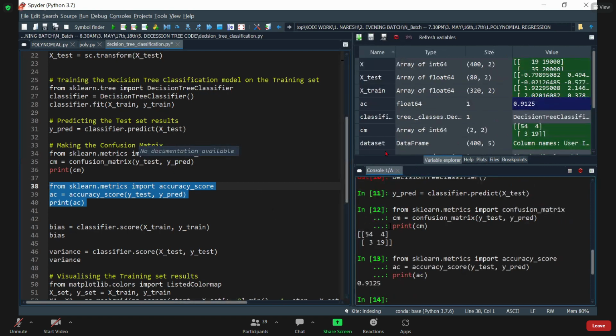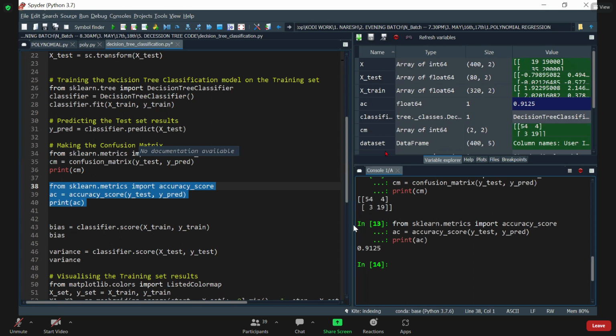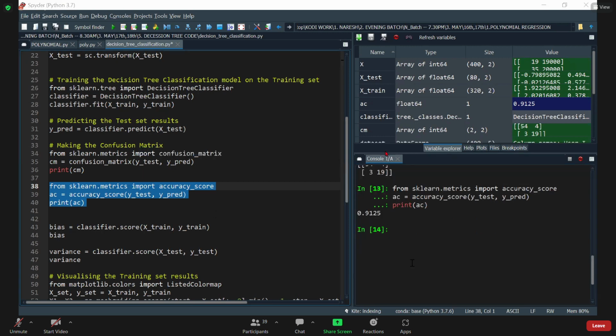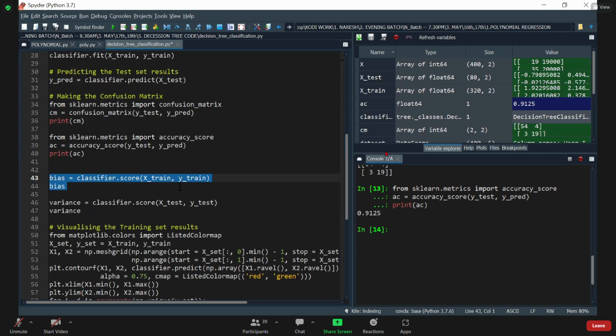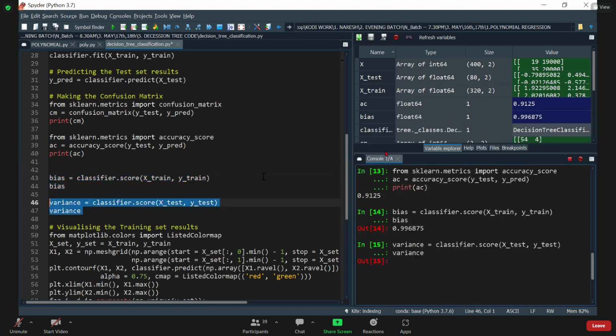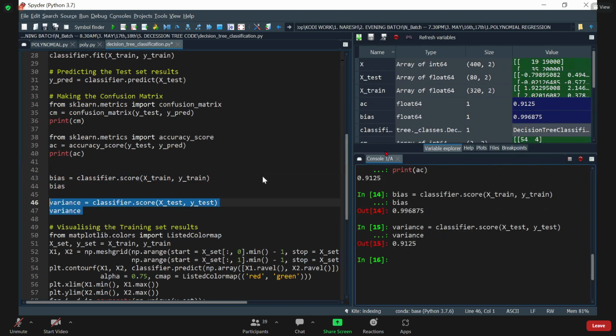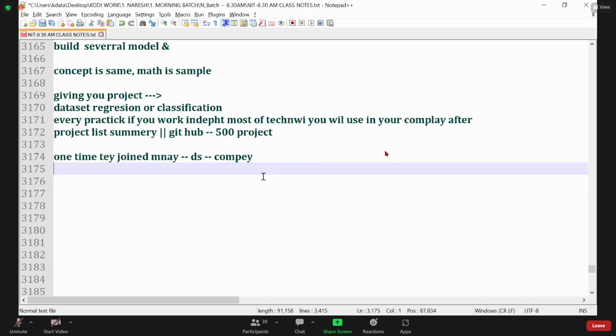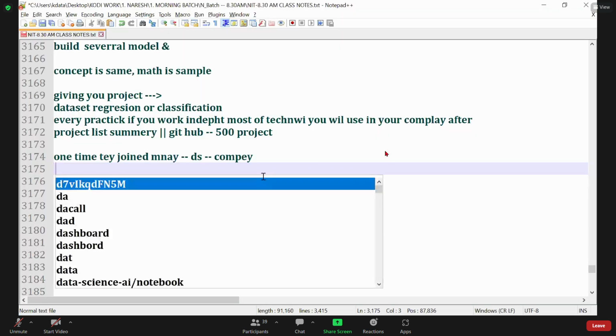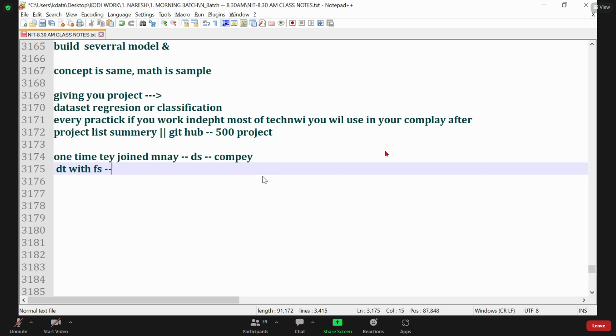But if I do feature scaling, what accuracy did I get? 91.25. Yes. What else? Bias also we got 99. What is bias, guys? 99. Variance is around 91. Here, as I said, build the model with feature scaling or not, guys? So we build the decision tree with feature scaling, and we got accuracy 91.25 and bias around 99.